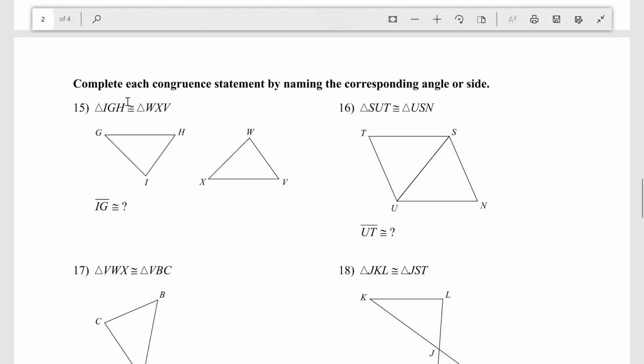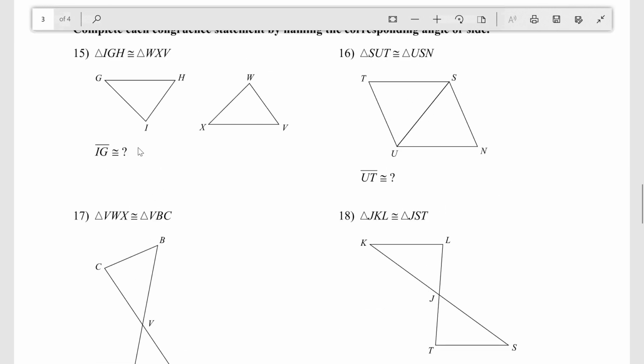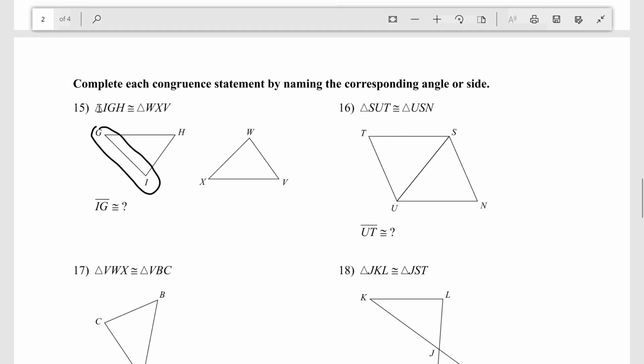Okay, so for 15, let's start here. I see that I'm looking for the side IG, and I want to know what side that corresponds to on my other triangle. Making sure to pay very close attention to our triangle congruent statement here. It says that the triangle IGH is congruent to the triangle WXV, meaning let's kind of number these 1, 2, and 3.